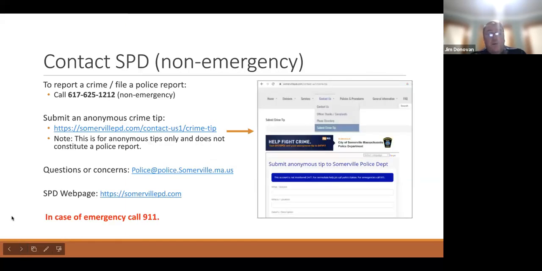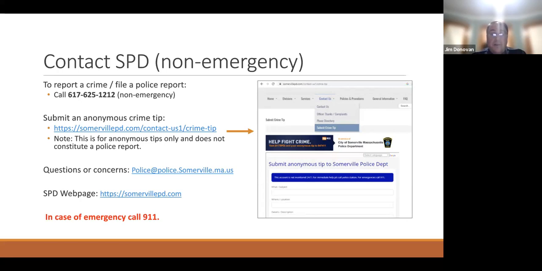Again, contacting the SPD. How do you contact the Somerville Police for non-emergency, non-911 calls? I always find it hard to believe people do not realize we do have the non-emergency line. And it's very, very simple. It hasn't changed in over 50 years. 617-625-1212. That rings directly to our dispatch call center. It does not go to a 911 operator. It goes to one of the other operators within the call center who will take that non-emergency phone call.